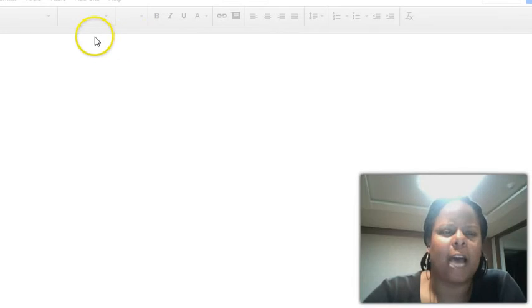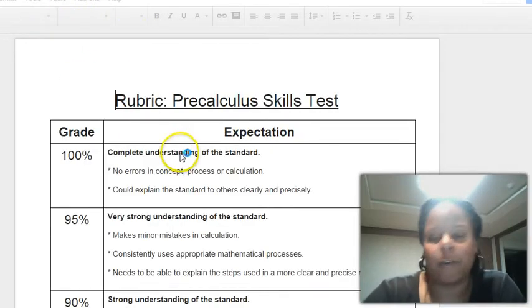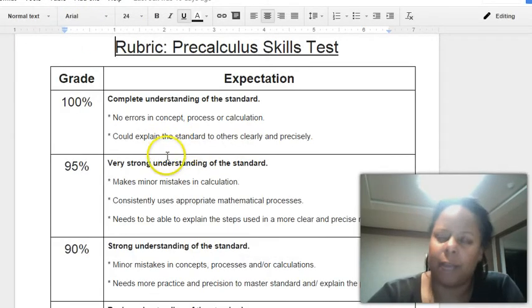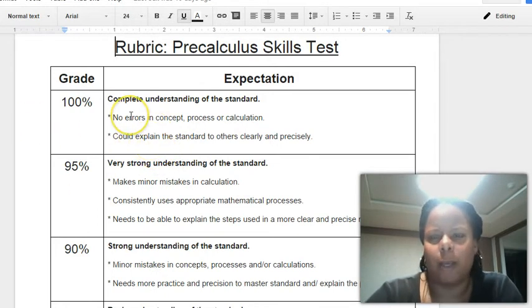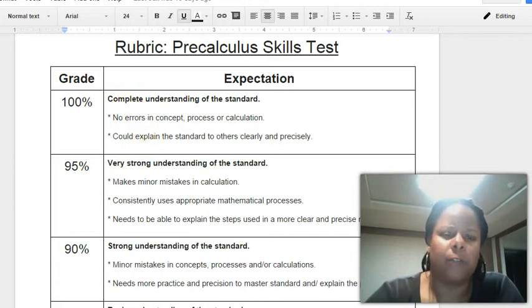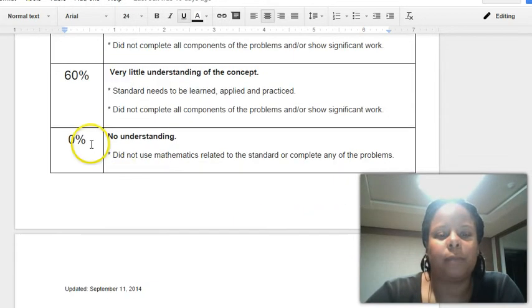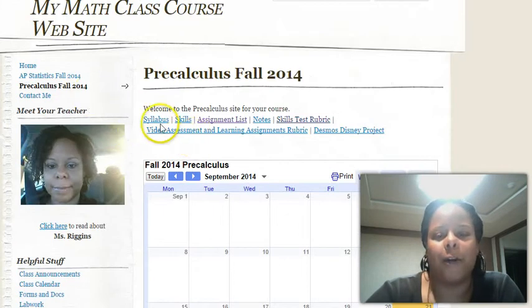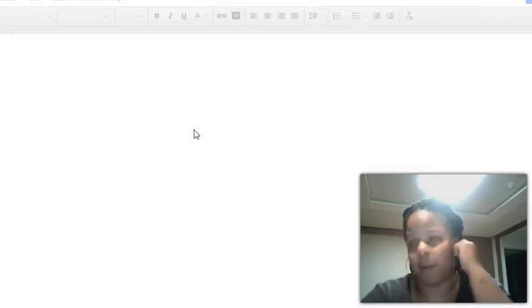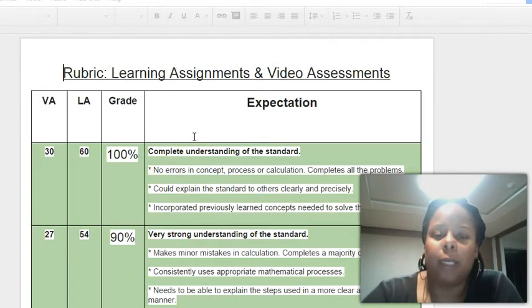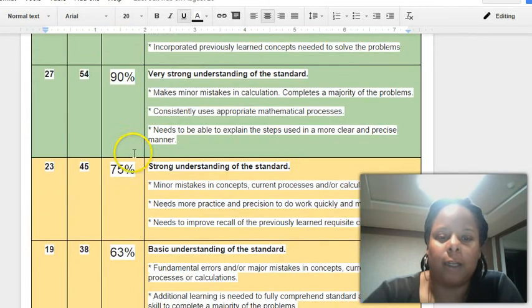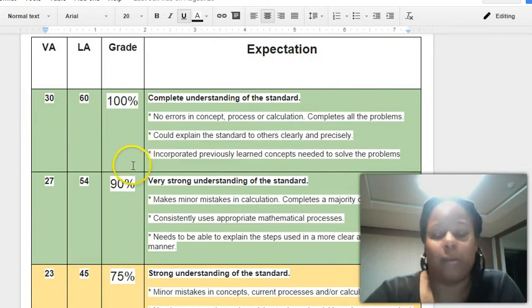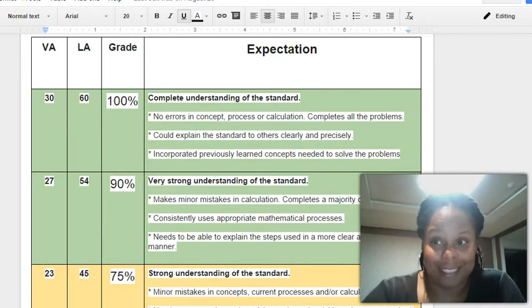As far as the rubrics and how I grade them, I don't grade necessarily on, you got this one right, you got something wrong here, so I'm -1. I grade off this rubric for the skills test as well, and I use a similar type rubric for their video assessment and learning assignments rubric. So they know what I'm looking for and what determines the difference between 100% and a 73 or whatever the deal may be. So they have that idea. So that's what I do for my pre-calculus.